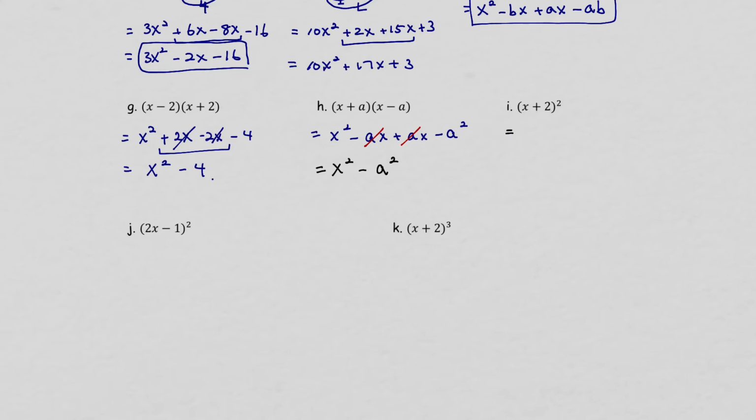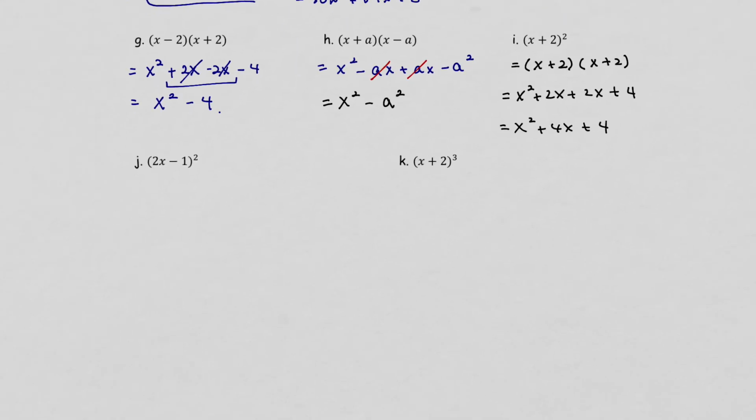This one, don't forget this is one of the properties: you cannot distribute exponents. So instead of distributing, you need to understand this is the same as multiplying the base twice. And when you do FOIL, you end up getting x squared plus 2x plus 2x plus 4. Combine the like terms, become plus 4x plus 4, right? Same thing with this one. This one will be the same as if you FOIL 2x minus 1 times 2x minus 1. Right? What about this one?